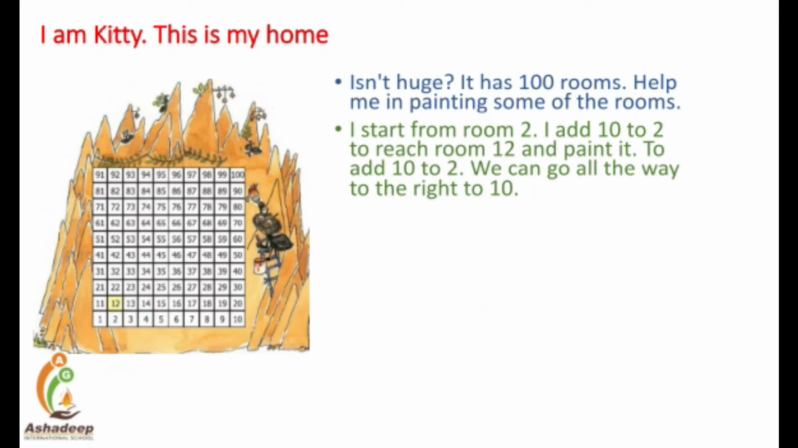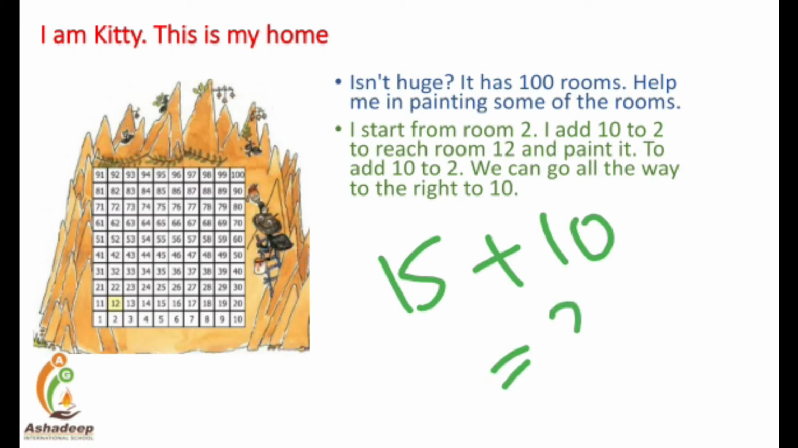To add 10 plus 2 we can go all the way to the right by 10, means हमें कोई भी रूम तक इजीली पहुंचना है. तो कोई भी नंबर, suppose numbers like that, 15 plus 10, so we are getting 25. So paint the room number 25. This is a shortcut to go onwards through the rooms, right? So one of these shortcuts.